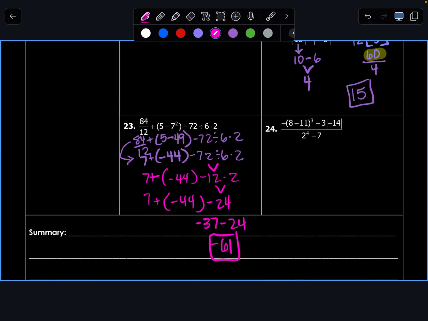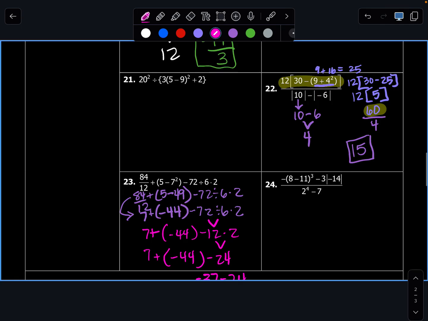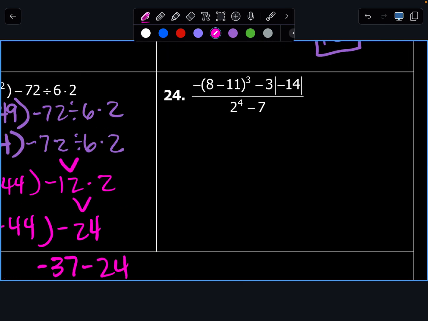Okay? Any of the others you want to see? There's 4 other options. Yes, Dillinger. 24. Yes, this one looks nice and pretty. Okay, first step, we're going to do the top first, right? 8 minus 11 is negative 3, right? Cubed minus 3, absolute value negative 14. What's our other parenthesis here? This negative 14, okay, which becomes 14.